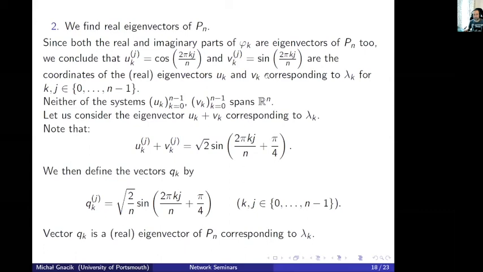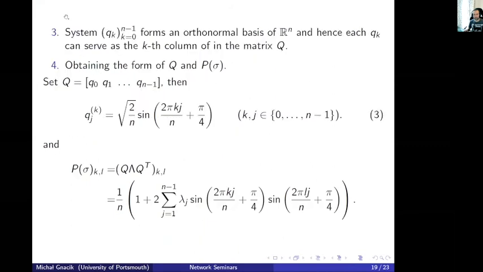So neither of those actually spans it. However, if you add those together, if you add the imaginary and real part, then it's still an eigenvector that corresponds to the same eigenvalue. And if you just normalize it now, then in fact, it forms an orthonormal basis. So we can actually use it as the entries of matrix Q. So now we have our matrix Q.